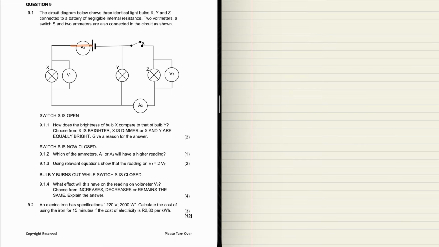So this is my bulb. There's my battery, there's the bulb. We're going to go this way. There's going to be no current flowing through this branch because this switch is open. So we're just going to have this. So essentially that's my circuit. And so the answer then is going to be that X and Y are equally bright.